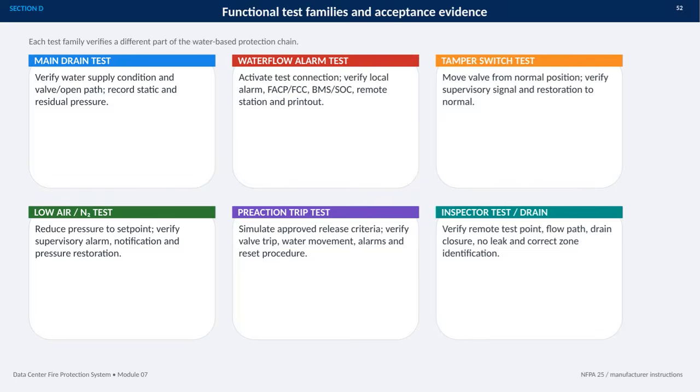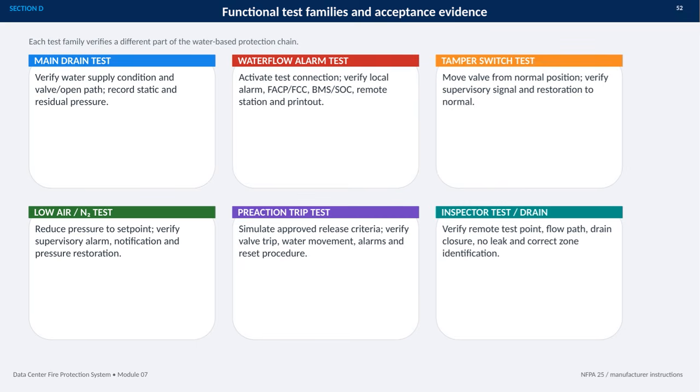This section organizes functional testing into distinct families, because each one checks a different link in the water-based protection chain. The key principle is that a successful test must verify both the physical response and the evidence that the response was communicated correctly. The main drain test establishes the condition of the water supply and the open path through the valve, while documenting static and residual pressure.